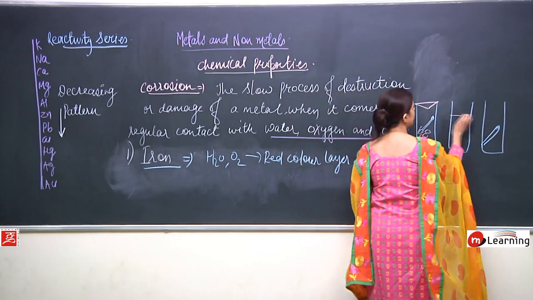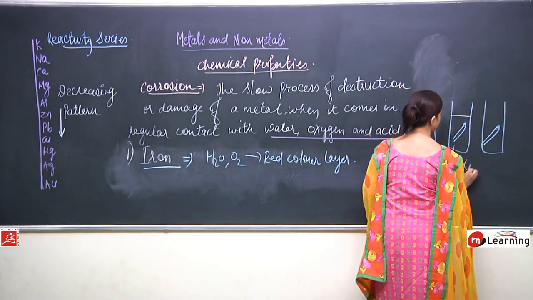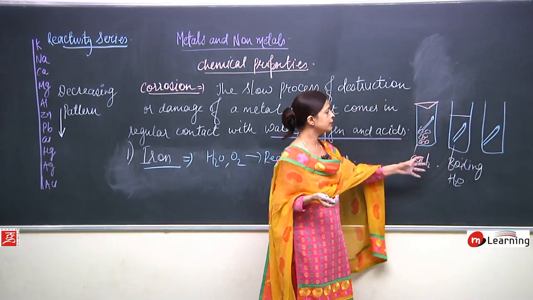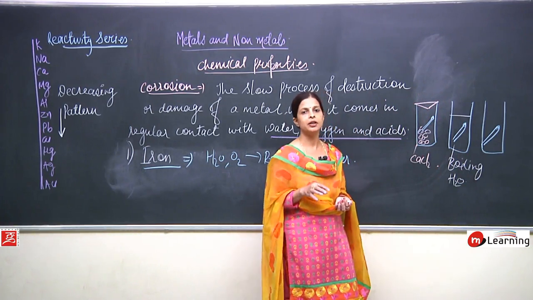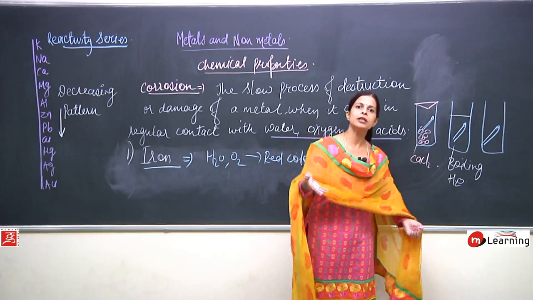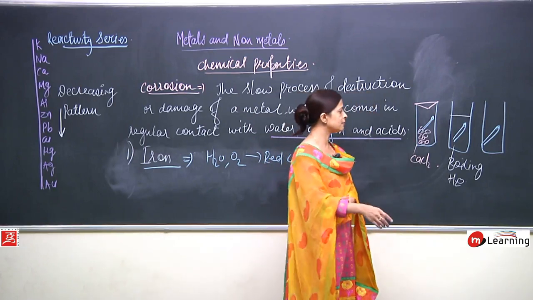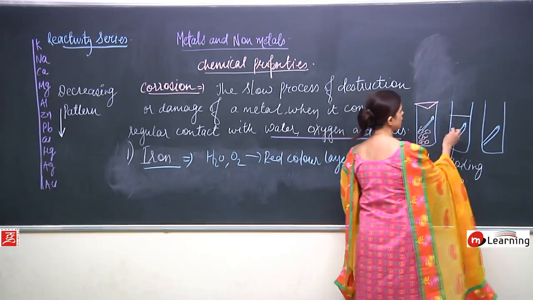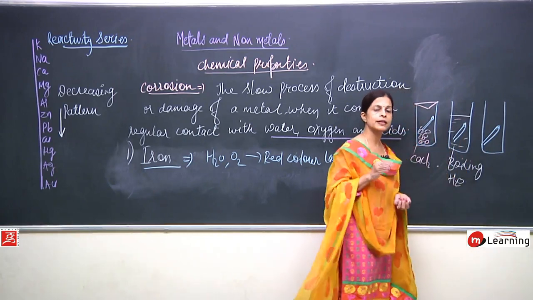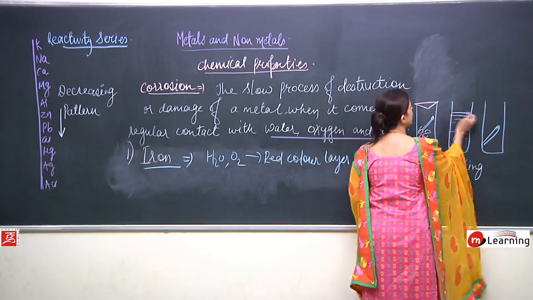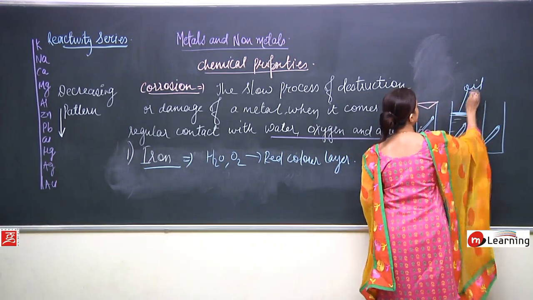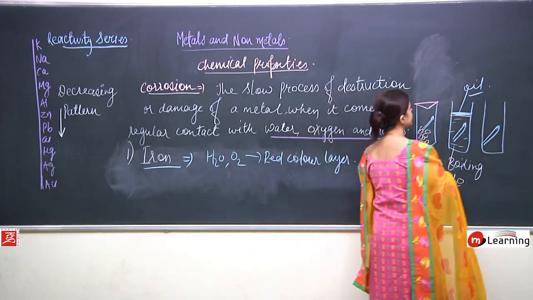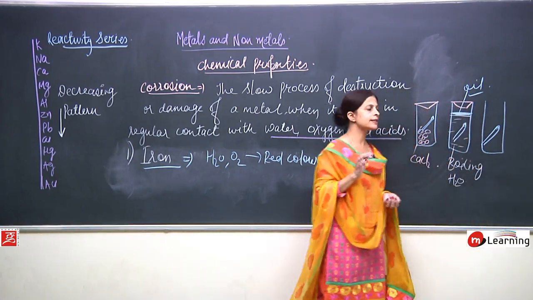Now for the second condition, I will add boiling water. We all know that even if fishes are kept in boiling water, they are going to die. Why? Because when we boil the water, oxygen and other gases come out. So this boiling water does not have oxygen in it, but water is there. And on this boiling water, I am going to add a layer of oil. Now again, I will be sealing this.